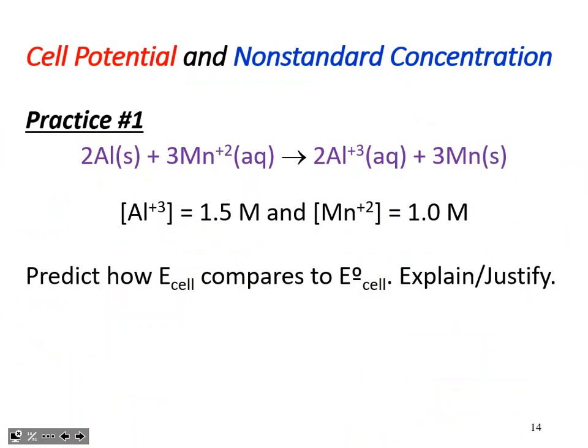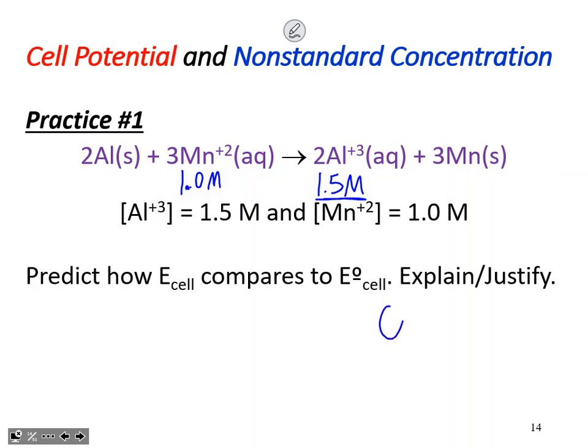Like here, practice 1, we have aluminum plus manganese 2+ giving us aluminum ion plus manganese solid. Here we're saying that the aluminum ion is 1.5 molar and the manganese is 1 molar. We know we're at non-standard conditions because the aluminum ion is greater than 1 molar. How do you calculate Q again?